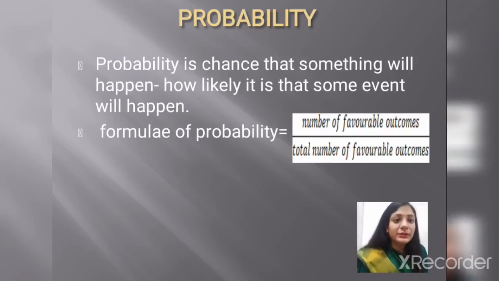Now come to the next topic, that is probability. Probability is the chance that something will happen, how likely it is that some event will happen. Now what is the formula of probability? It is the number of favorable outcomes upon the total number of outcomes. I am repeating, number of favorable outcomes upon total number of outcomes.